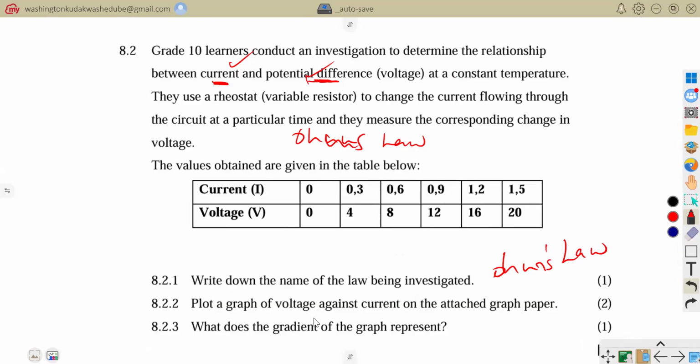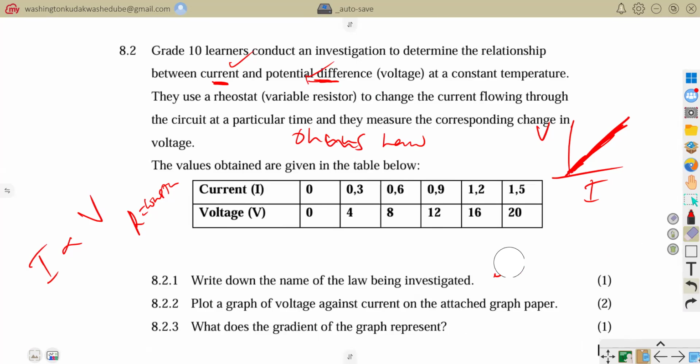Plot a graph of voltage against current on the attached graph paper. You know that Ohm's law says that current across a conductor is directly proportional to the voltage across that conductor, given that resistance is constant. So if they are directly proportional, you need to draw a straight line graph, where you'll be having voltage against current. So you just plot voltage against your current, and the graph would be like this.